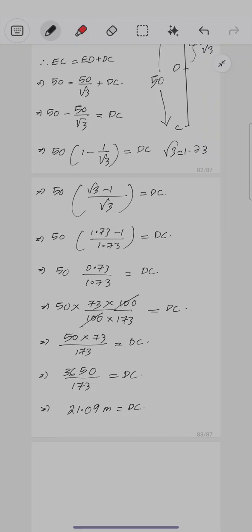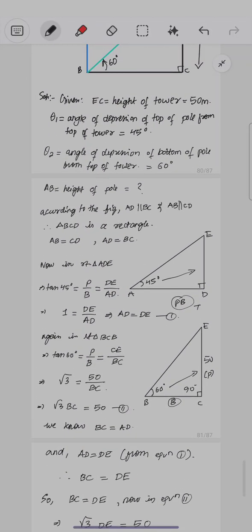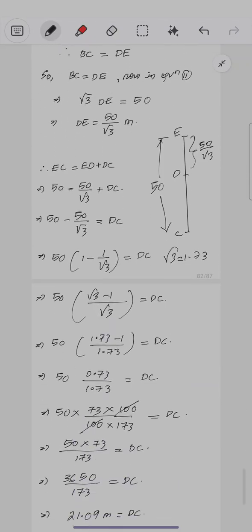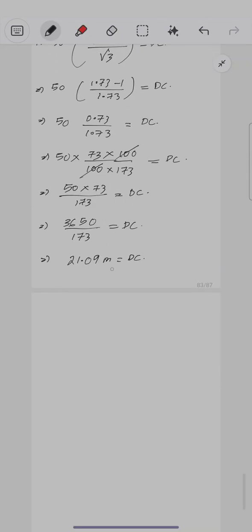Again, now look. DC is equal to what? AB. Therefore, DC is equal to AB because ABCD is a rectangle. Therefore, the height of the pole will be equal to what?